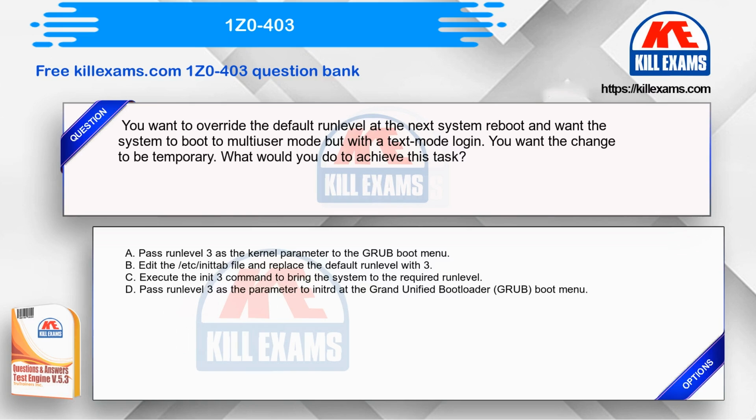You want to override the default run level at the next system reboot and want the system to boot to multi-user mode but with a text mode login. You want the change to be temporary. What would you do to achieve this task?